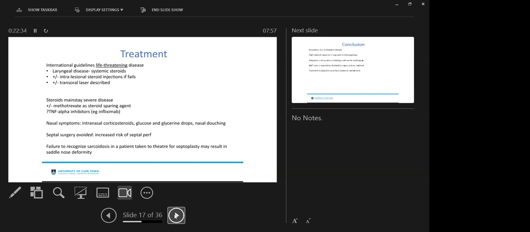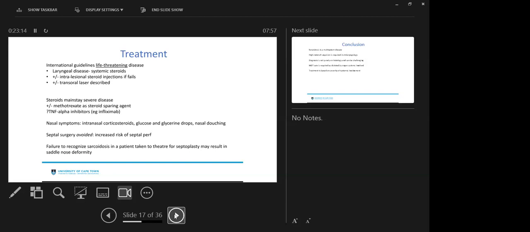This obviously has to be carefully monitored if you have a diabetic patient, and also actively looking out for long-term side effects of steroids. If it's life-threatening, as in laryngeal disease, you can consider doing intralesional steroid injections if your systemic steroid fails. And transoral laser is also described in the literature. Steroids really are the mainstay of severe disease. There are other agents like methotrexate, which can be used as a steroid-sparing agent. And there's also a couple of case studies where some pediatric patients have actually responded very well to TNF-alpha inhibitors.